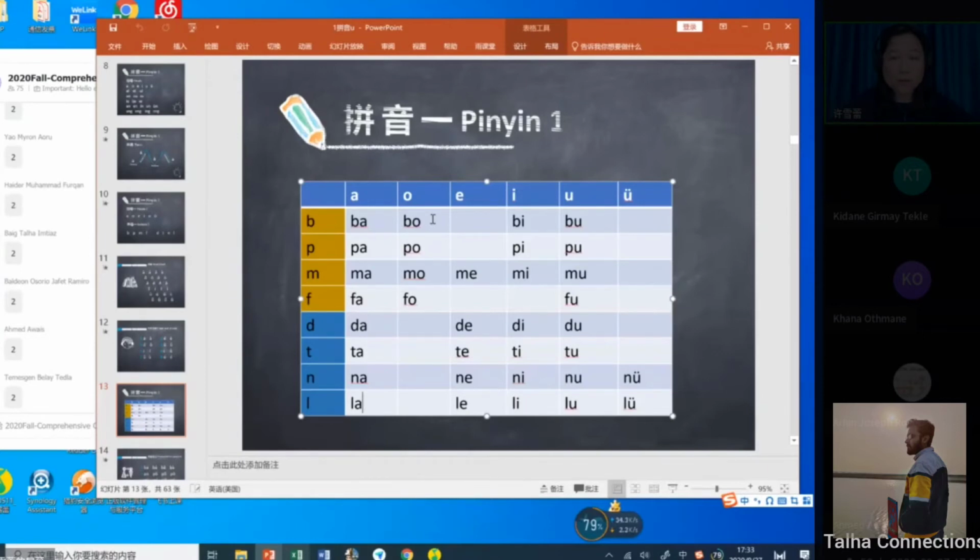Bo, bo, bo, bo. Po, po, po, po. Mo, mo, mo, mo. Fo, fo, fo, fo.